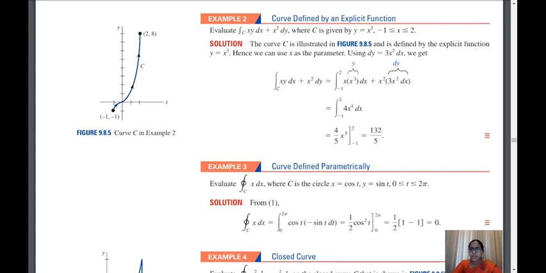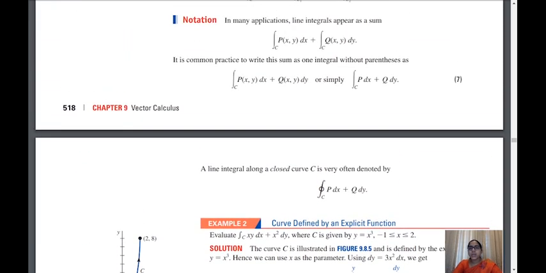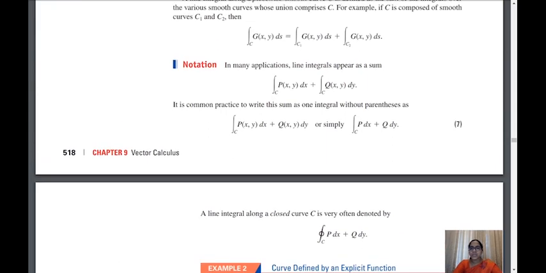This is simple. It will be x raised to 5 by 5. So 4 by 5 x raised to 5 varying from -1 to 2. What will be the value? The value will be 132 by 5. So this is how we can find the integral when the curve is defined by an explicit function. I would like to make some notations clear.